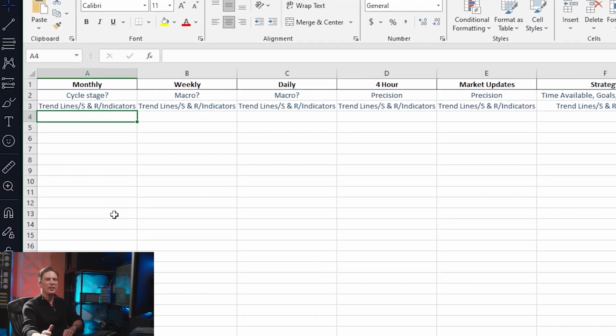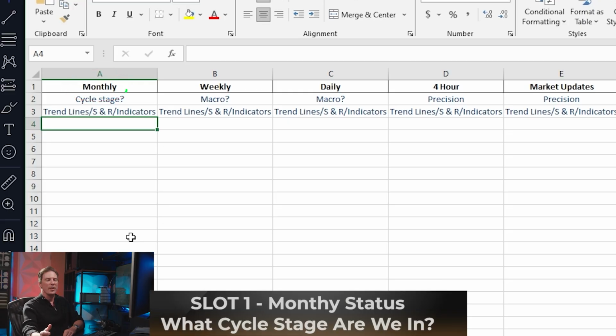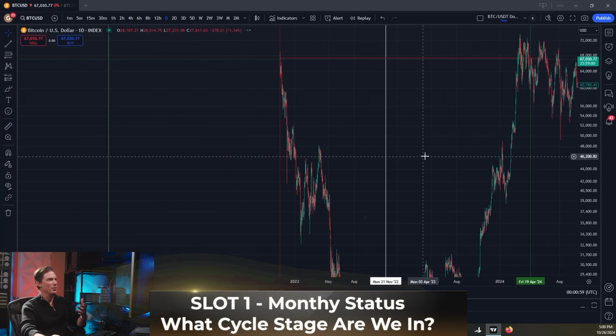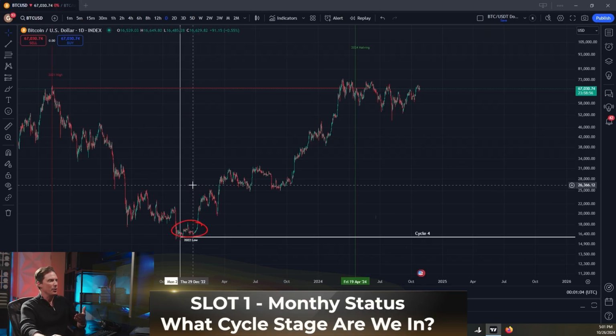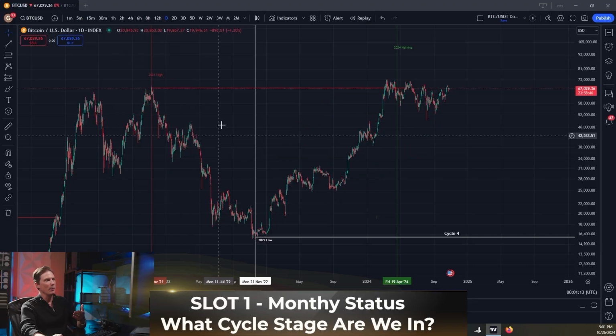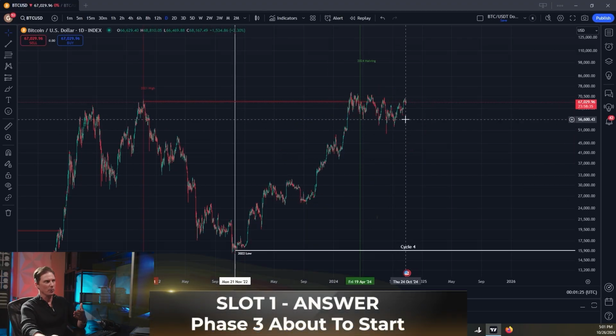All right, so we've got empty slot number 1, and let's figure out what is the monthly activity. For example, what phase of the cycle are we currently in? Let's look at Bitcoin and just zoom out. Phase 1 of the cycle is usually the accumulation zone, right? Phase 2 is when we're in the recovery phase of the upper support band, and then we break out and then we hit resistance at our previous all-time high. So I would say that we're pretty much at the end of phase 2, right?